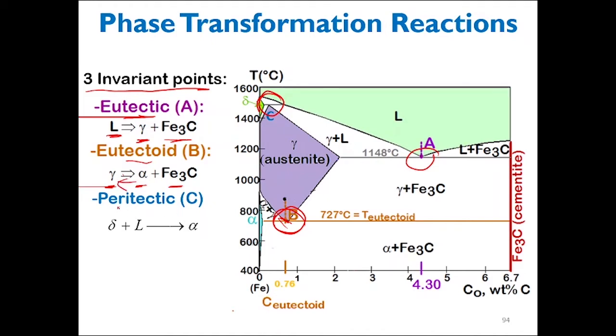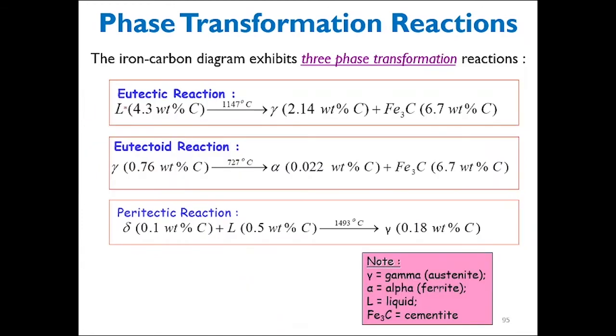The third one, we have peritectic at point C over here. For the peritectic phase transformation reaction, the delta ferrite plus liquid phase will transform into gamma austenite or gamma iron. This reaction occurs upon cooling. Upon heating, austenite can transform into delta ferrite plus liquid.